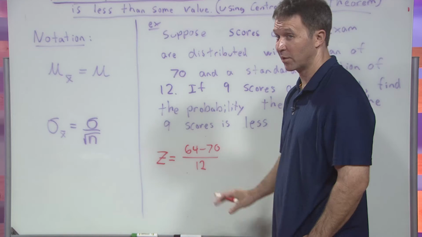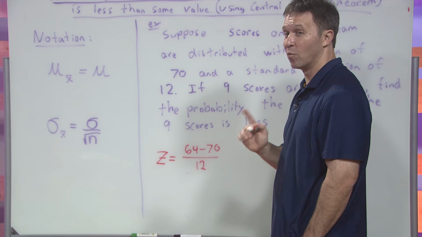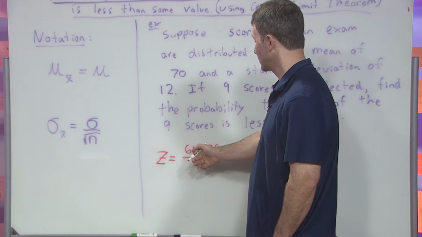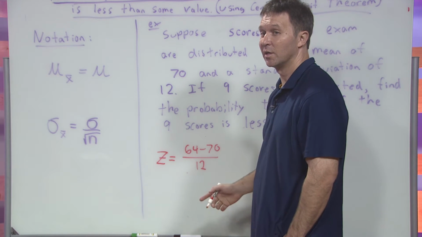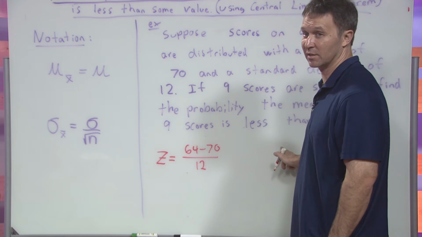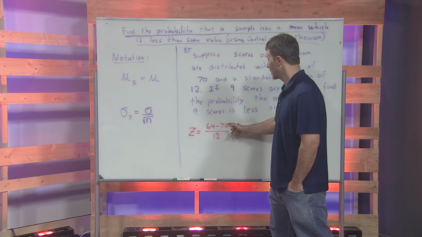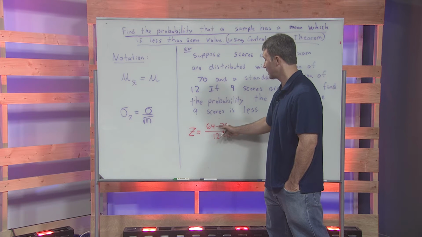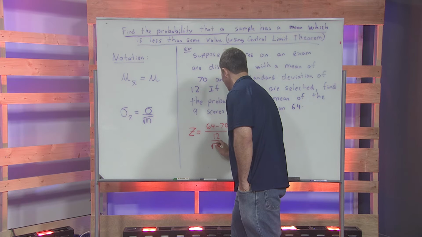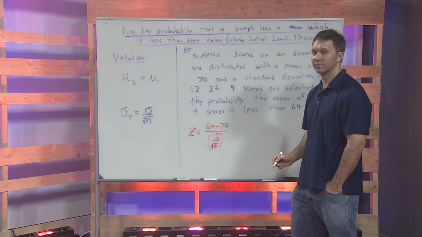Okay, I'm going to stop right here. There's more to write, but let's look at this. If it had just been find the probability that one score is less than 64, we'd find the z-score of 64, which would be 64 minus 70 divided by 12. But we're finding the probability that 9 scores have a mean less than 64. So that's what makes it a central limit theorem problem. So instead of 64 minus 70 over 12, it's going to be 64 minus 70 divided by 12 over square root of 9.